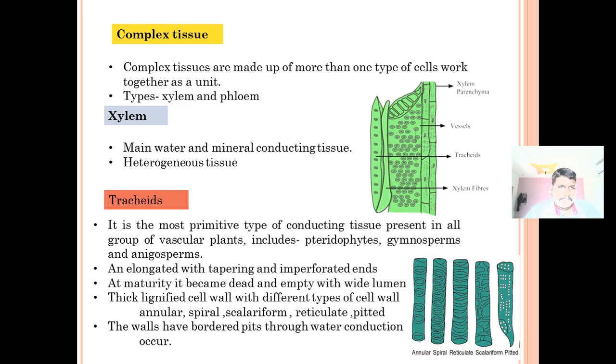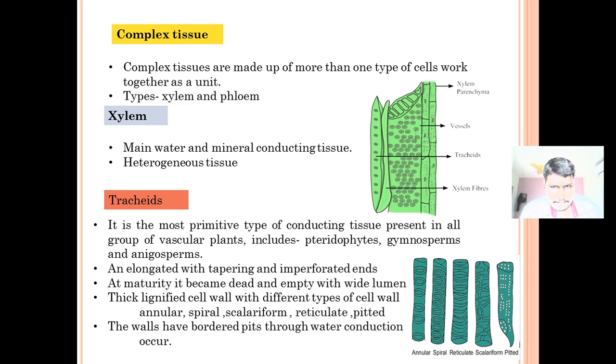The next, complex tissue. Complex tissues are dissimilar cells performing the same function. They work together as a unit and do the same work. There are two types of complex tissues: xylem tissue and phloem tissue. The main important function of xylem is water and mineral conduction. Xylem has four different cells: tracheids, xylem fiber, vessels, and xylem parenchyma. Of these four, xylem parenchyma is the living one.